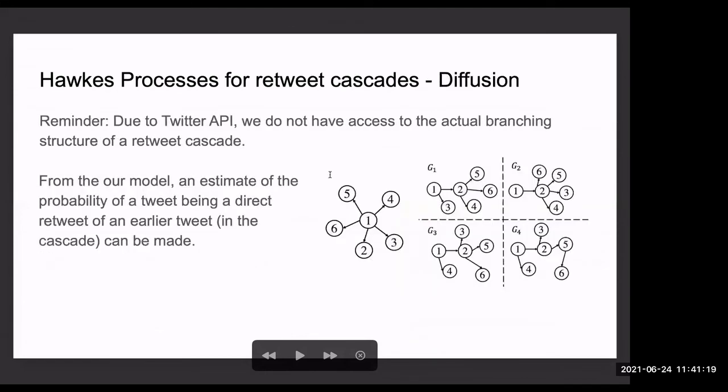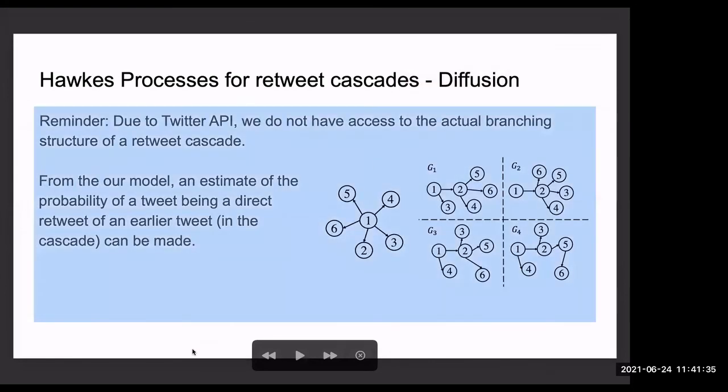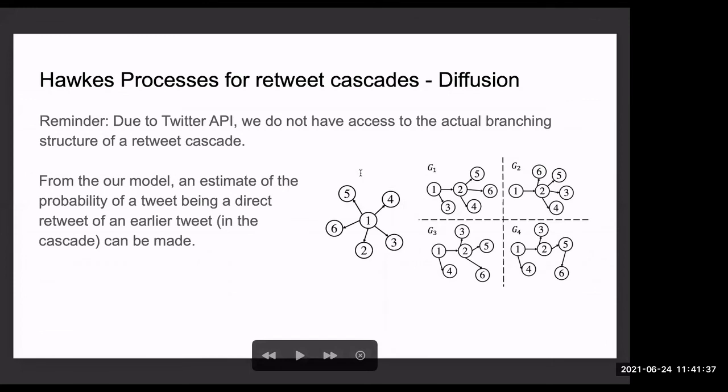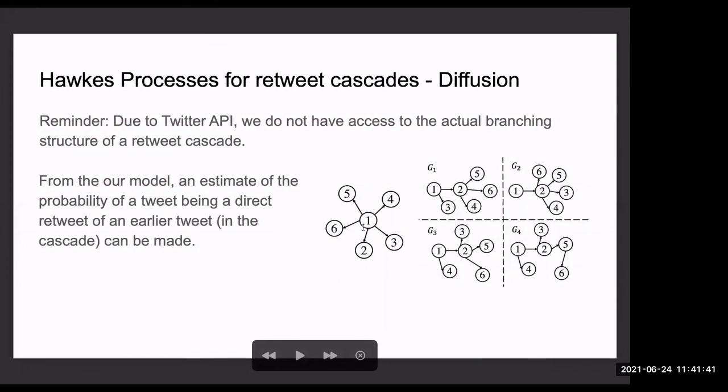So let's remind ourselves that due to the Twitter API, the actionable branching structure of a retweet cascade was not captured. So this is basically what we have: the original tweet and then all the retweets of that original tweet.